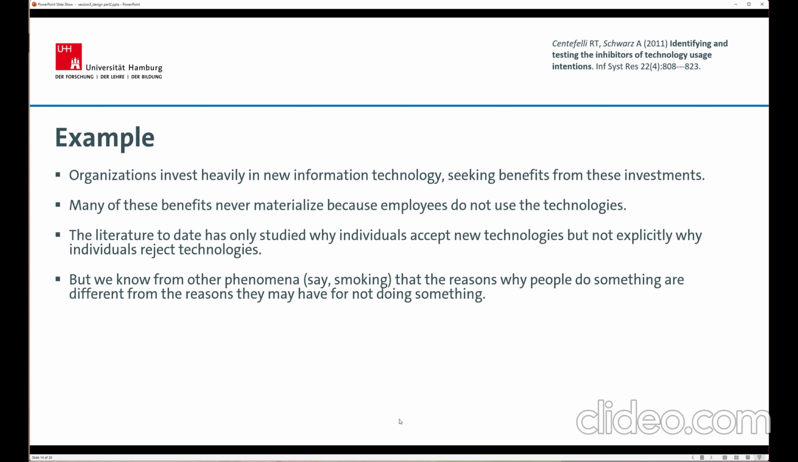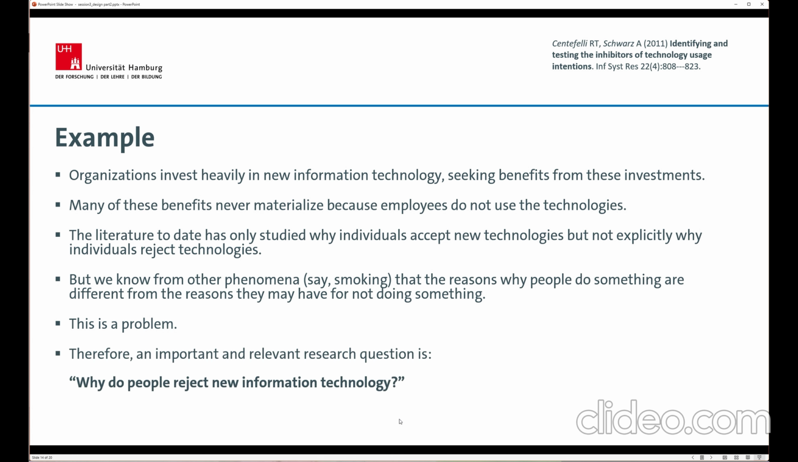We don't know about what that looks like for technology. And that's a problem because of the economic costs involved in such a decision. And therefore, Ron Centofanti and his colleague ask an important relevant research question: why do people reject new information technology? And that is what that paper set out to answer.